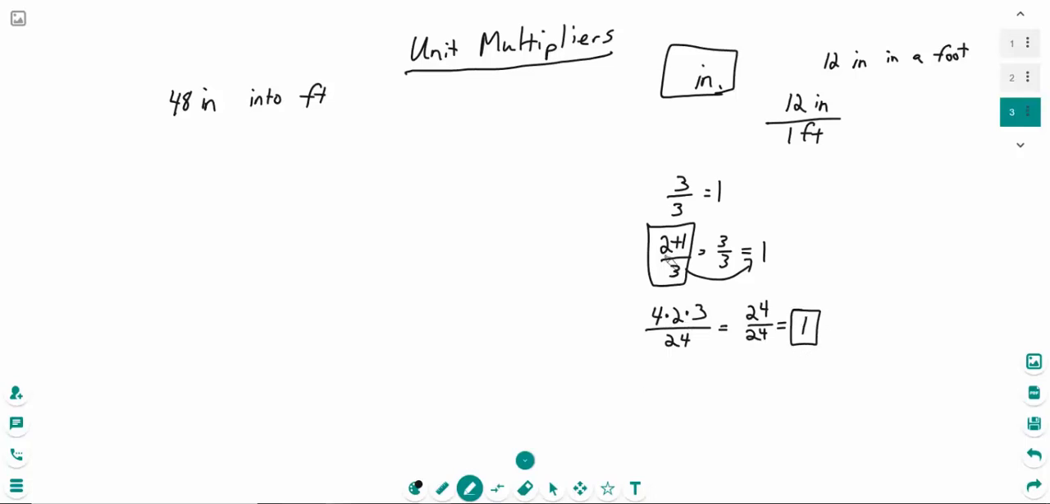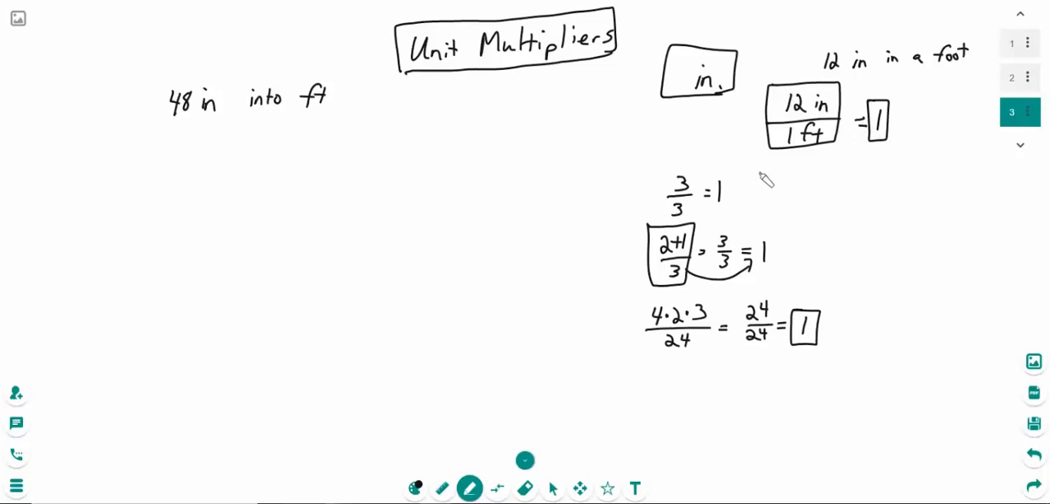All right? So whenever you have a number that is equal in the numerator as it is in the denominator, then it's always going to be equal to 1. So looking at this, what do we have here? We have 12 inches over 1 foot. Well, isn't 12 inches exactly the same thing as 1 foot? They're equal. It's the same thing, just written differently. So we have 12 inches in the top, 1 foot in the bottom. This is equal to 1. Every unit multiplier has to be equal to 1. This is our unit multiplier.